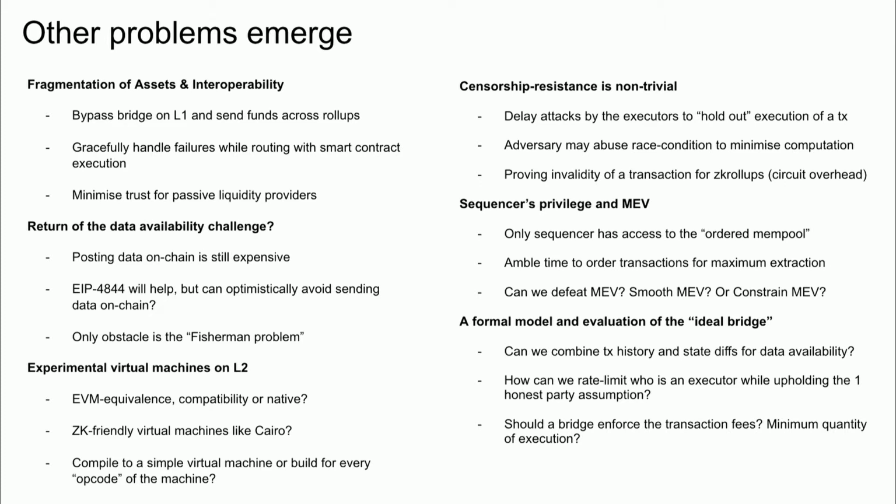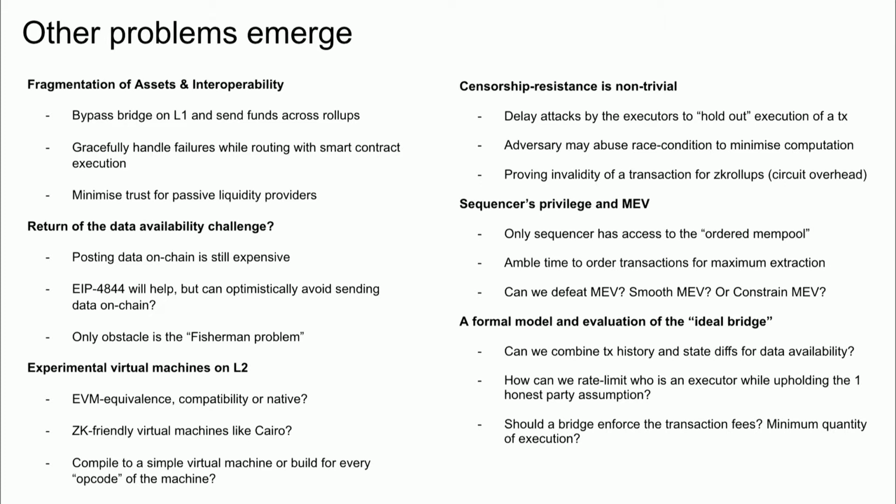What's really cool is these experimental virtual machines. We have Cairo, we have these EVM equivalent virtual machines, EVM compatible, or even EVM native now. And it's just really cool to see that you can build these experimental virtual machines in layer 2, experiment with new features, but still get security from Ethereum.